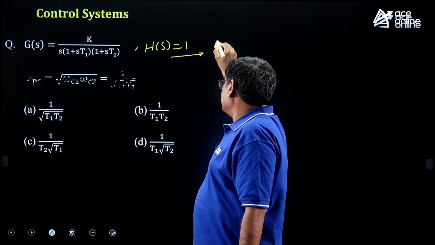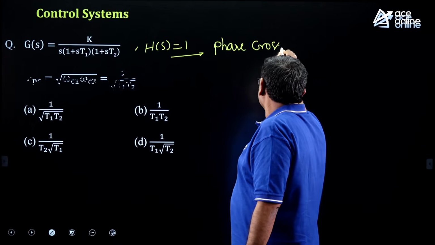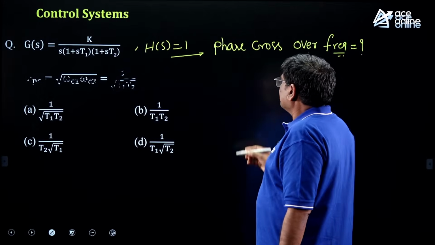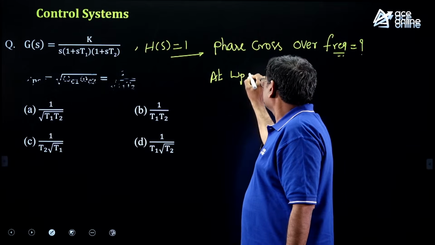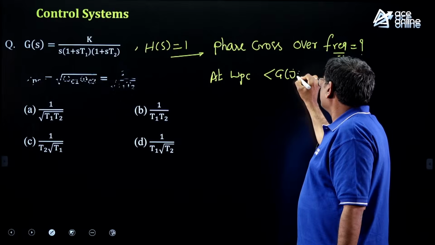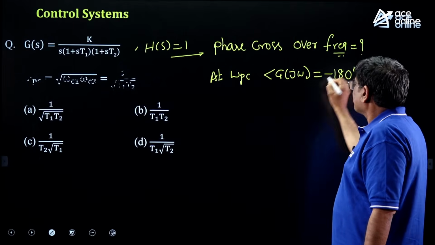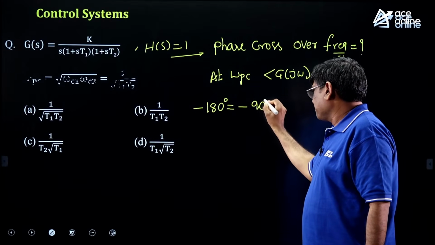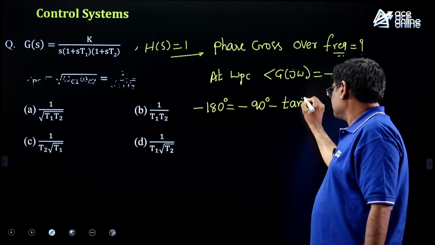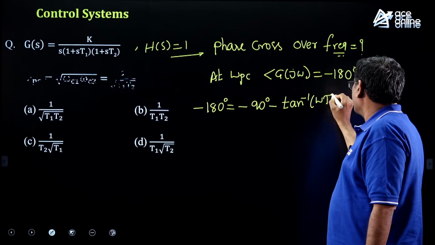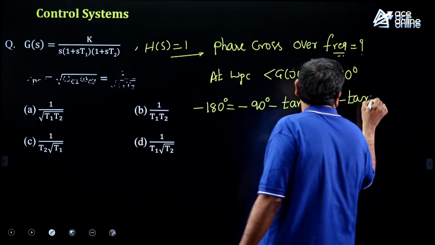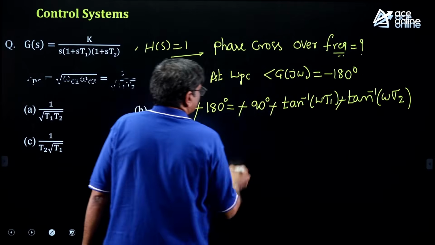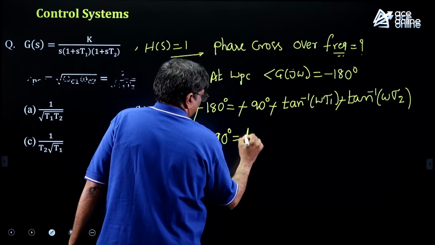You asked for the phase crossover frequency. So at omega PC, the angle of G of j omega equals minus 180. So minus 180 equals, what is the angle of G of j omega? Minus 90 minus tan inverse of omega tau 1 minus tan inverse of omega tau 2. Making all signs plus, 90 equals tan inverse of omega tau 1 plus tan inverse of omega tau 2.